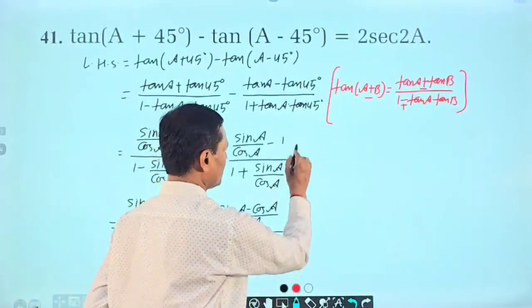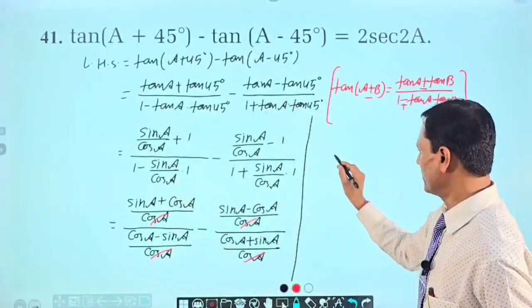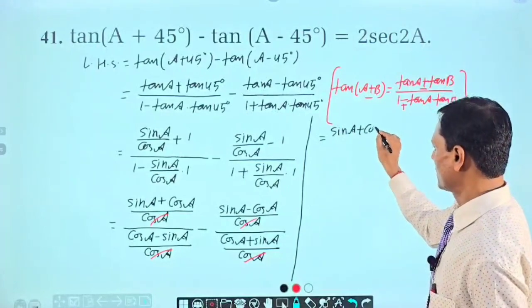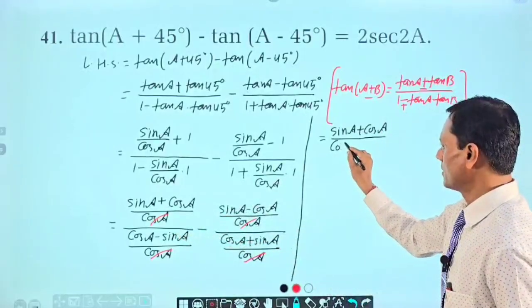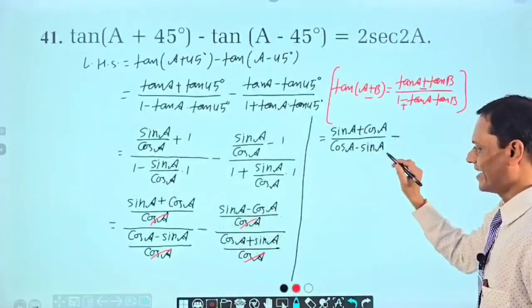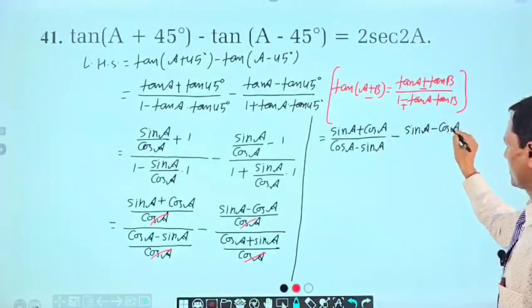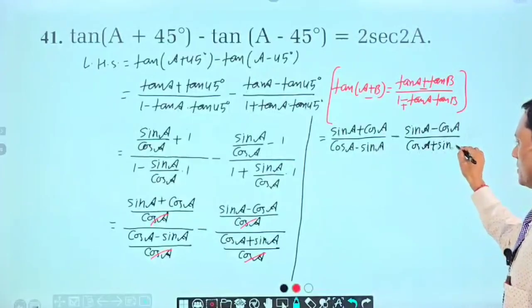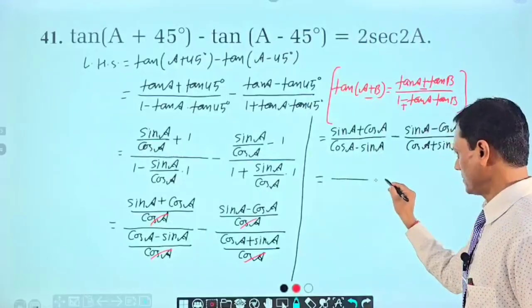And look here at the other side. Sin a plus cos a over cos a minus sin a, minus, sin a minus cos a over cos a plus sin a, isn't it? So next step we have to take the LCM.